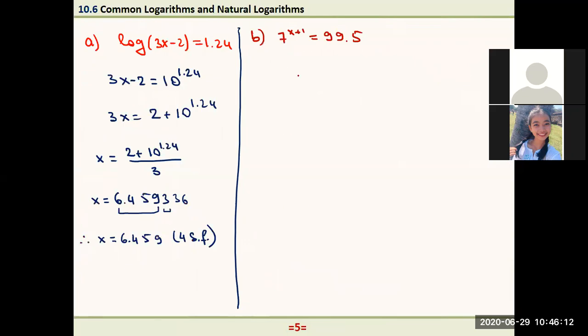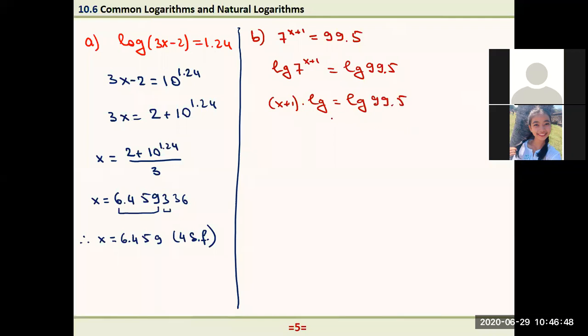Okay, how can I do that? Assume that you have a table of common logarithm. Using just common logarithm without using a calculator, how do you do this? Actually, take the common logarithm of both sides. Here we have lg 7 to the power x plus 1 equals lg 99.5, right? And using the property of logarithm, the exponent comes to the front. So here I have x plus 1 times common logarithm of 7 equals common logarithm of 99.5.